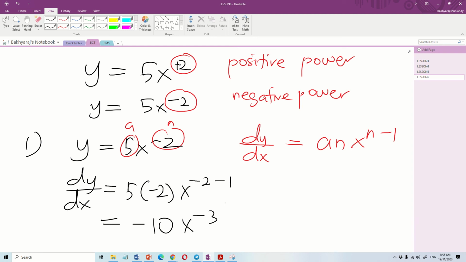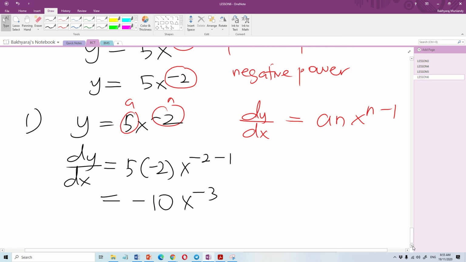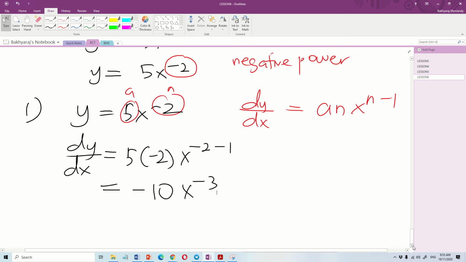So far, any questions? Do you have anything to ask me about this? Any question? No? Okay, if there are no problems, then I want you to go for another step. I don't want you to stop here. I want you to convert it to positive power. Now it is negative power, and I don't want negative power. Convert it back to positive power.